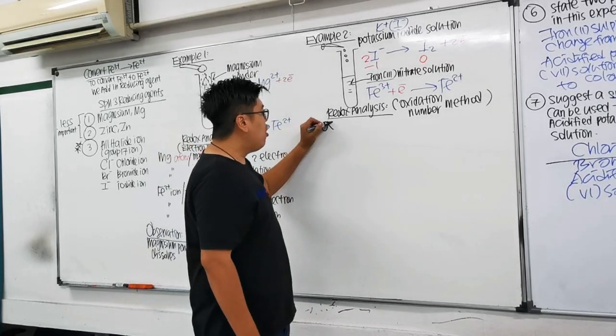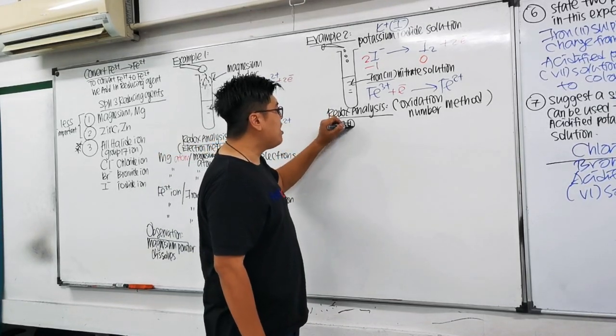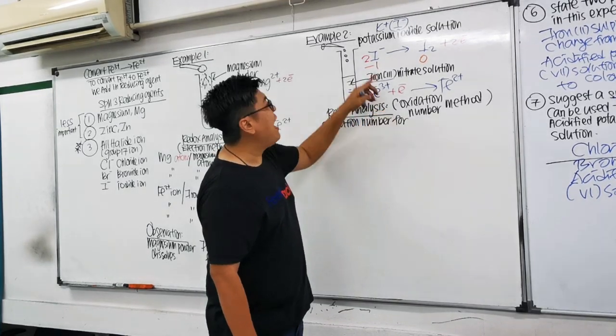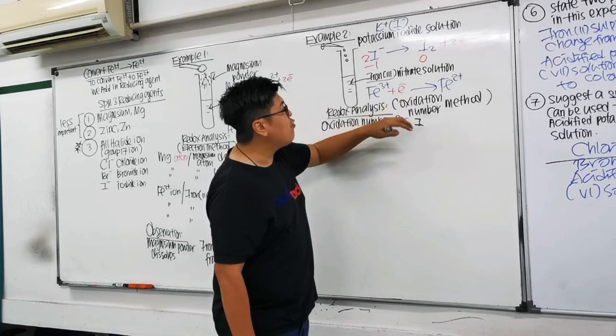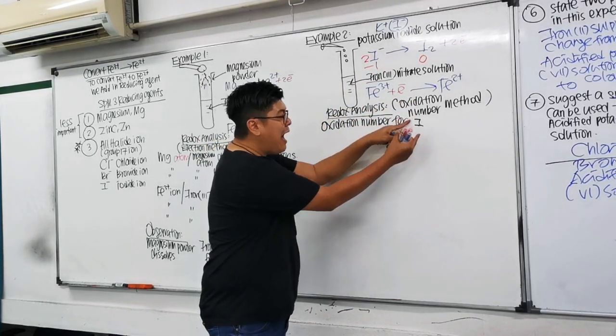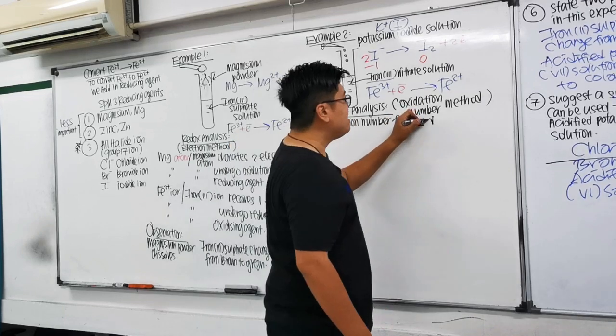You write this, oxidation number for who? Which species? I. Just write I. No need to write I minus for I2, just write I. So people know. Or iodide. Sorry, the I, the oxidation number increases.